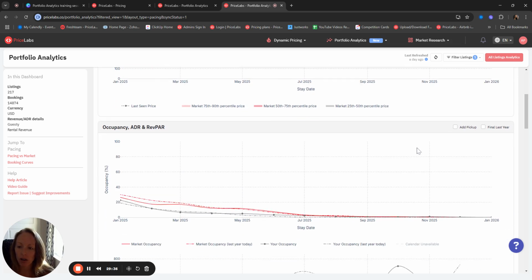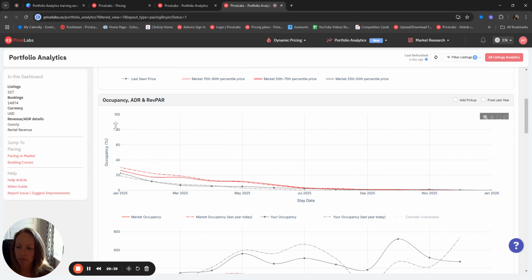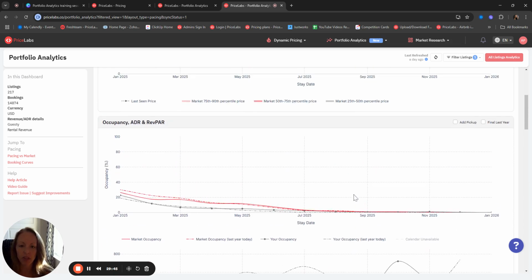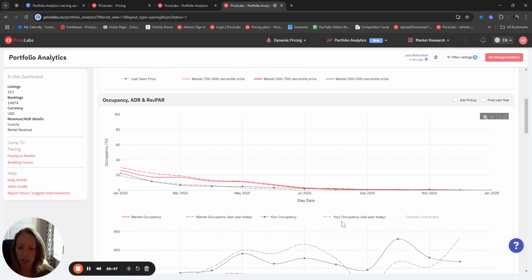Cool. Now, these next charts are your major KPIs: your occupancy, your ADR, and your RevPAR. The gray lines are going to be your data. The red lines are the market data. Solid gray, that's the current data, right? So as of today, the dotted gray or dashed gray is as of last year today. So see how you're pacing in comparison to the exact same point last year. And market data, solid current data versus dashed or dotted red line is last year today for the market.